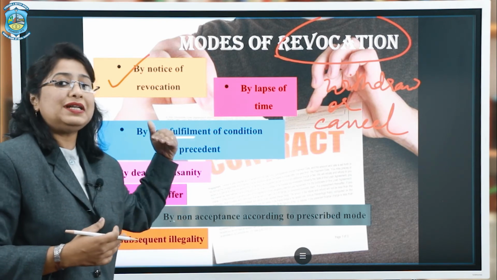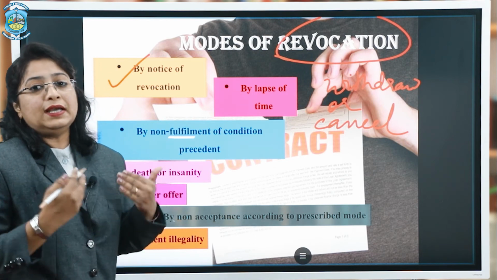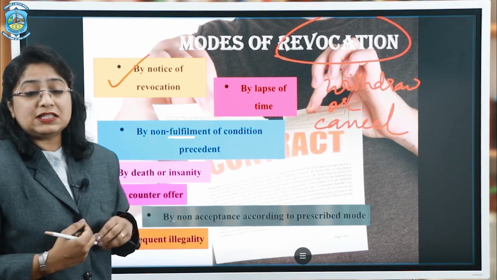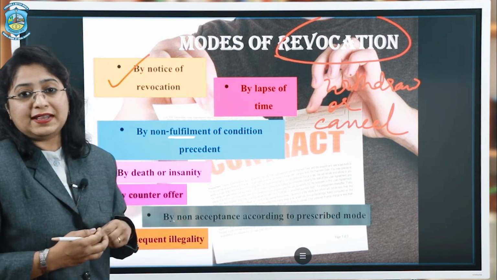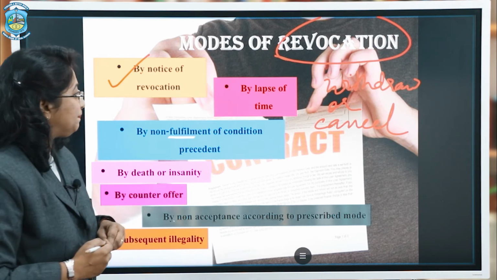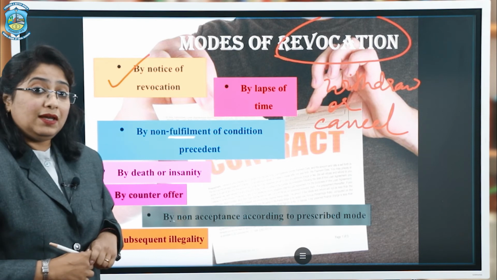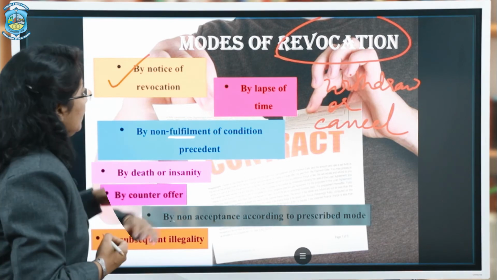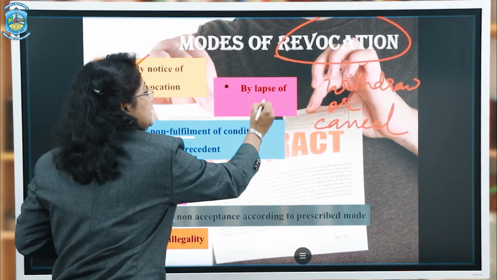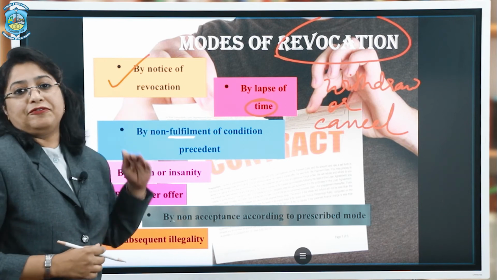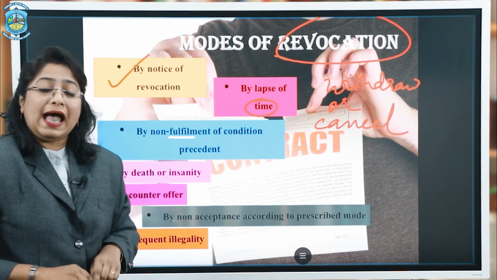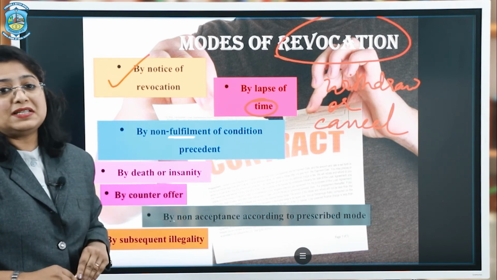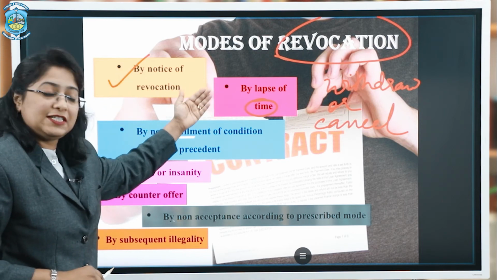Basically, when we talk about revocation, it is about cancellation. So quite naturally, the acceptor can signify his dissatisfaction, or maybe he can even specify that he is withdrawing his acceptance. And it must be communicated in a right manner. The second mode is by lapse of time. When we talk about the time, if the time is prescribed and if acceptance is not made within that time frame, then the acceptance is revoked by lapse of time.